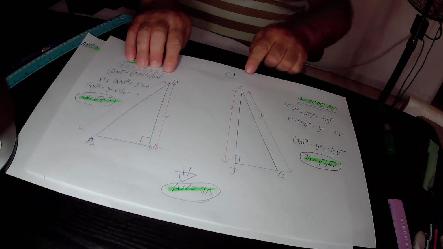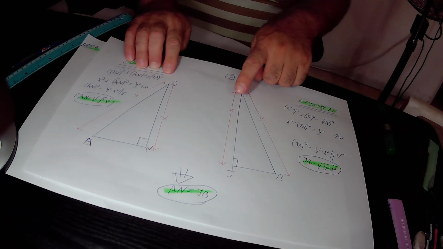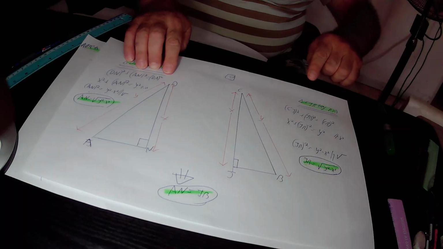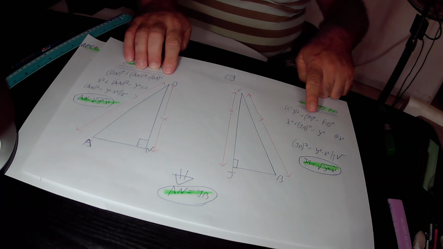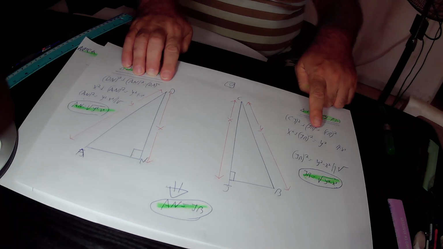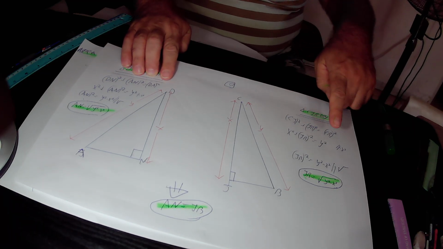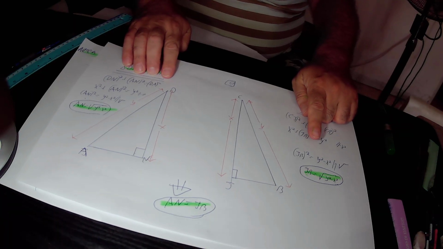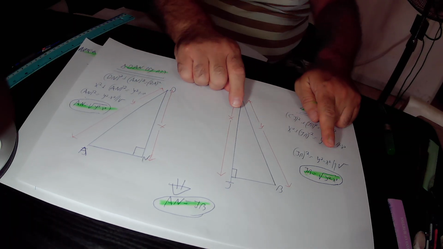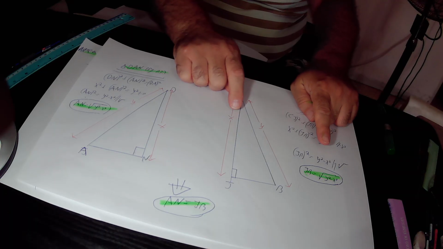Here, according to the Pythagoras theorem, y squared equals x squared plus JB squared. Here we subtract x squared from the equation, and we find that JB squared equals y squared minus x squared. Here we take the square root of the equation, and we find that JB equals the square root of y squared minus x squared.